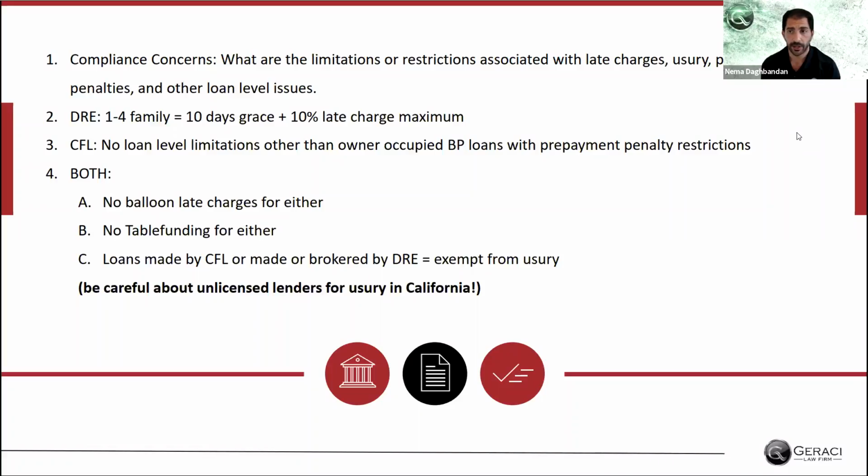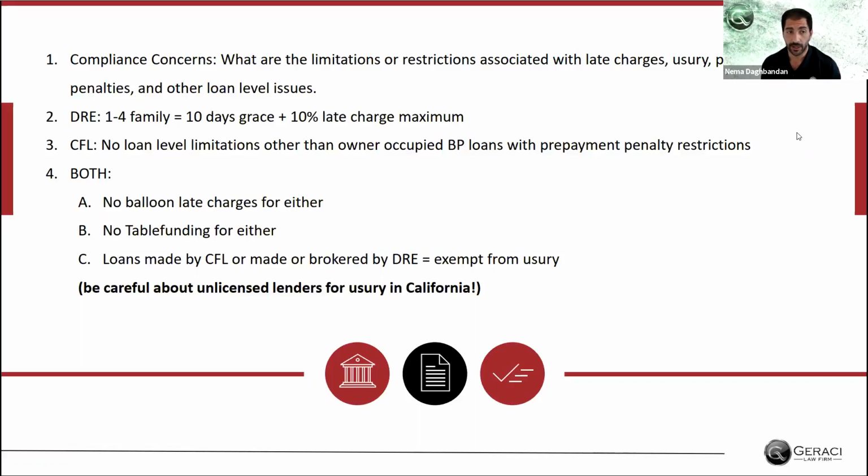So at a high level, under the California finance lender law, as we already talked about, there are not a lot of restrictions. One that's worth noting is if you are in the business of making business purpose owner occupied loans, right? For example, a second taken out by an owner occupant to open up a restaurant or to go buy a rental property or some other business purpose. That is a business purpose loan that is owner occupied, and you have prepayment penalty restrictions, because that applies to both Department of Real Estate brokers as well as California finance lenders. So that's the one isolated instance that oftentimes comes to mind, but generally speaking, you don't have a lot of loan level limitations.